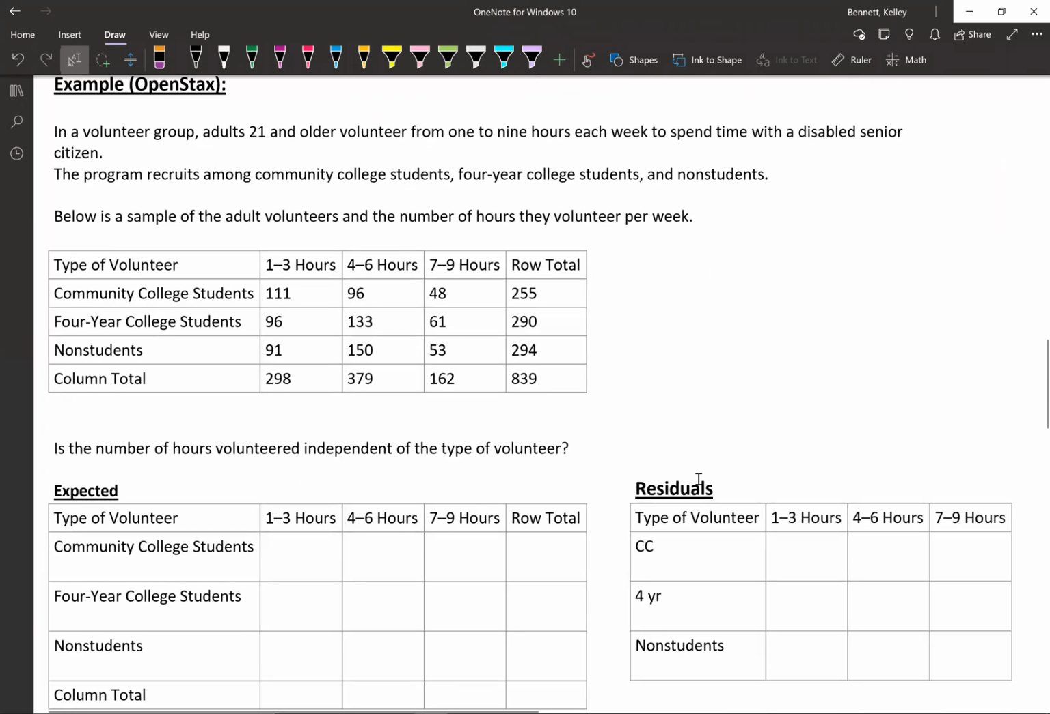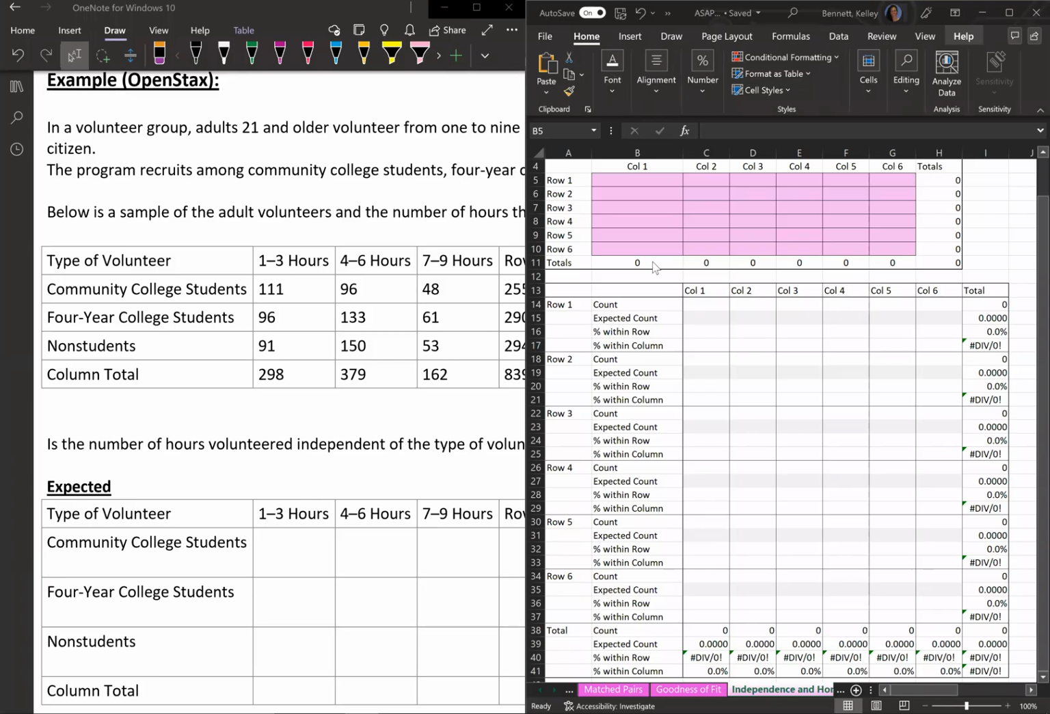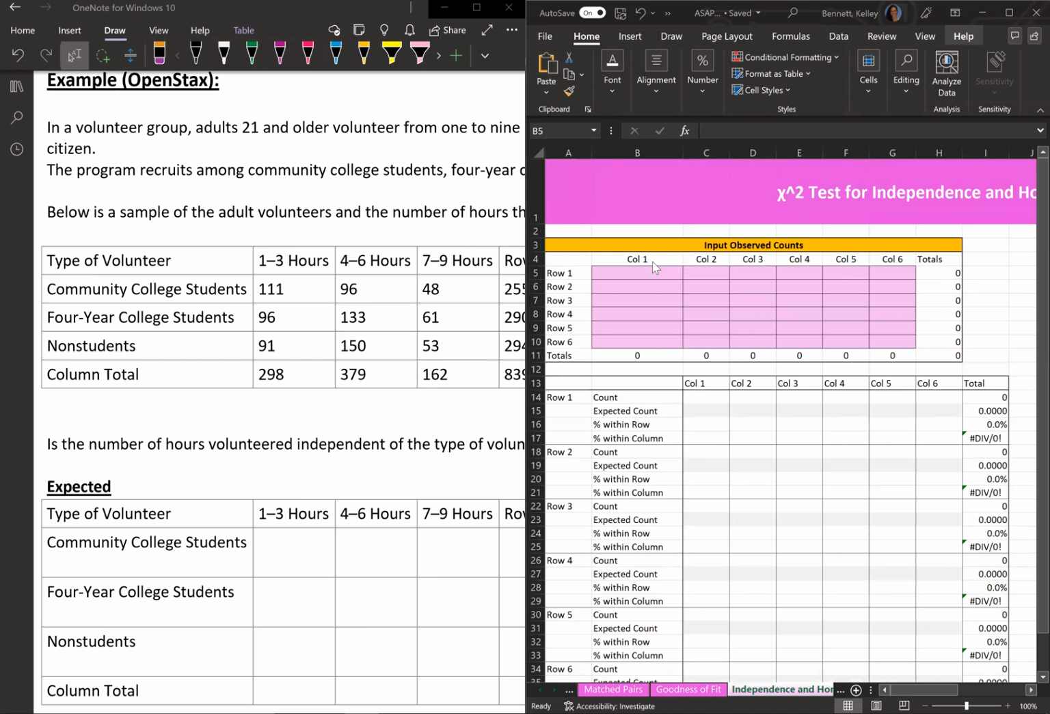So all I really need to do in order to compute this is put this data into Excel. When I'm putting this data into Excel, I want to make sure I'm on my independence and homogeneity tab. And I also want to make sure that I'm only putting in the data values. Notice that I have totals on the bottom and totals on the right, so I don't want to enter the totals. I just want to put in the values. So 111, 96, and 91 for volunteering 1 to 3 hours. And hopefully my totals match 298, yes, and 298 in my given. So I'll fill out this entire table.